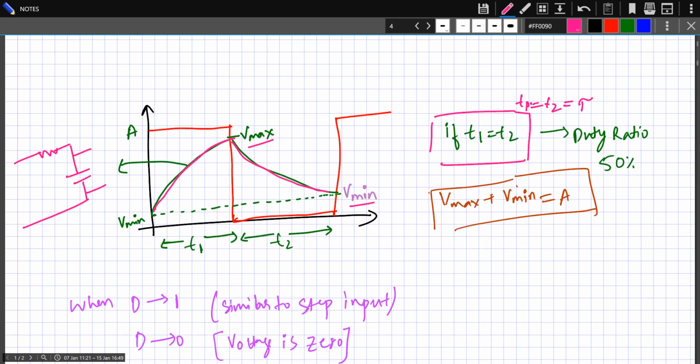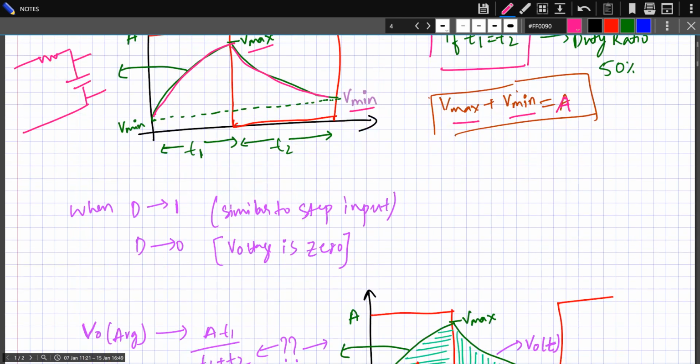Irrespective of what the on time and off time were, if the duty ratio is 50%, the maximum and minimum voltage will add up to A. So Vmax plus Vmin will be equal to the supply voltage A, the step voltage A, if the duty ratio is 50%, because it is intuitive. It will take the same time for charging as for discharging, and hence Vmax and Vmin will add up to A.